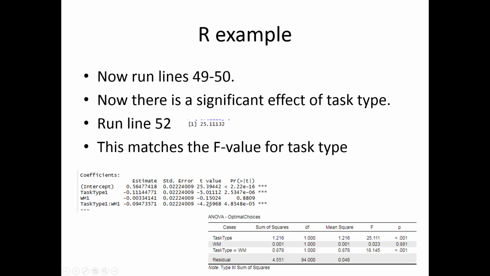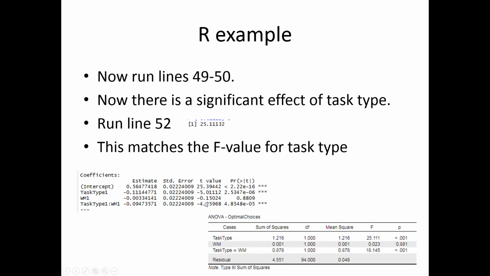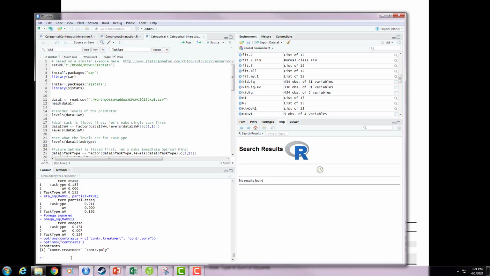Okay, we could also look at this t-value for working memory. So negative 0.01524. I think I did that already. So let's look at that.